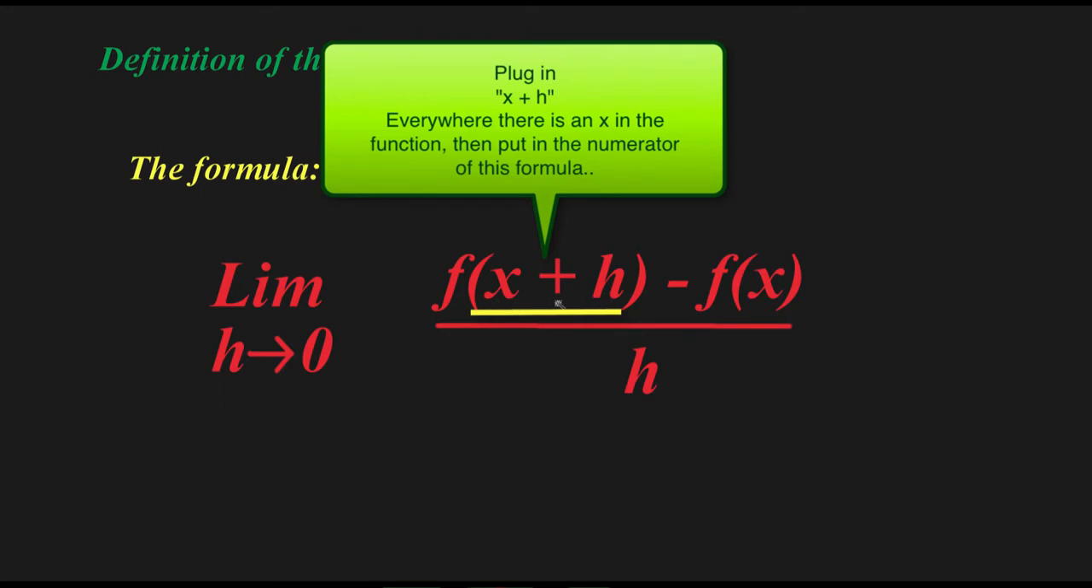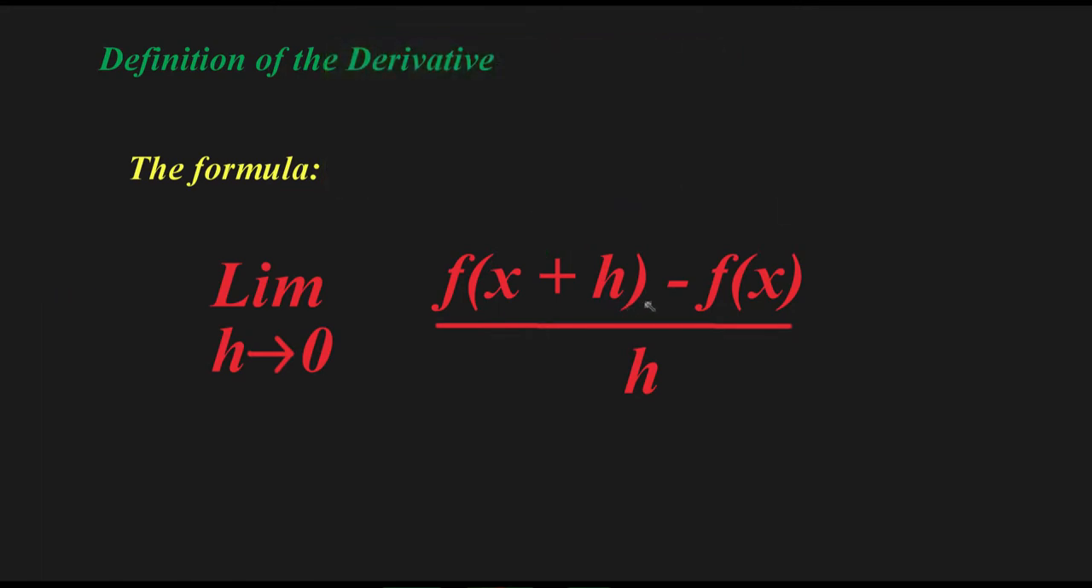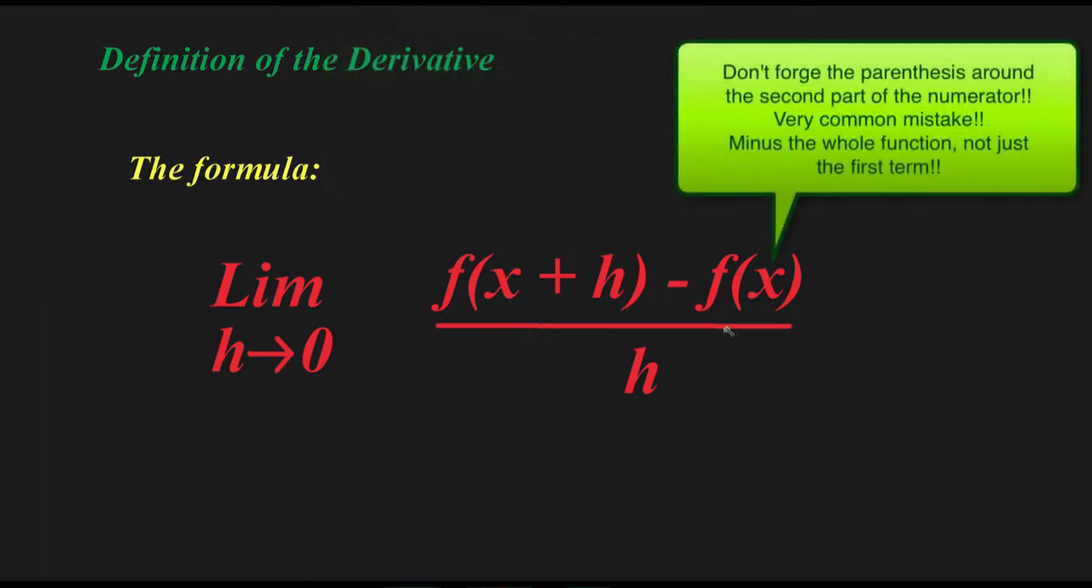Right? If it was a number, let's say if it was f of 2, you'd plug in a 2 everywhere there was an x. Well, same thing for x plus h. Plug in an x plus h everywhere there's an x. Minus the whole function all over h. Once you plug into this formula, and don't forget parentheses around the function. I can't tell you how many times I see students make that mistake. It's minus the whole function, not just the first term.